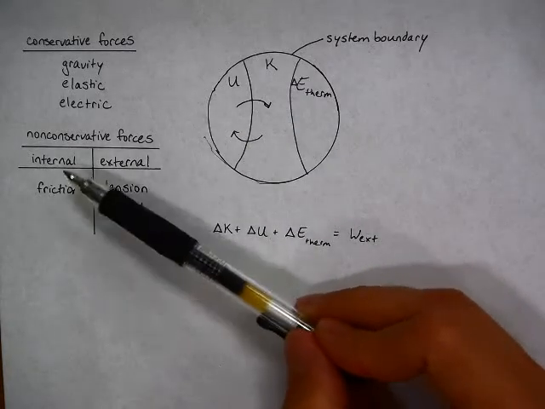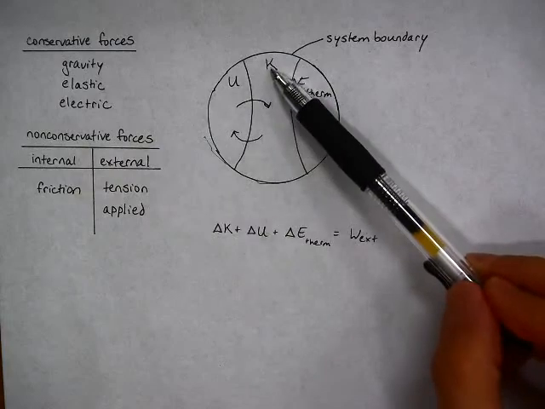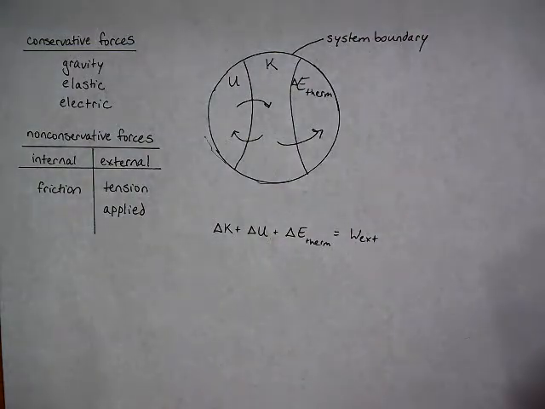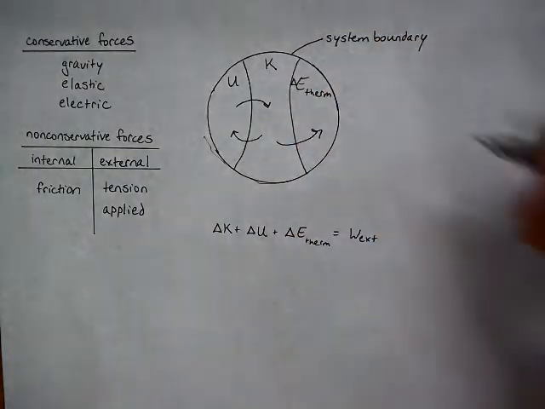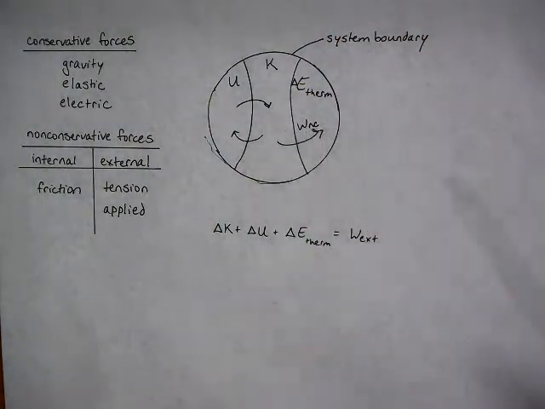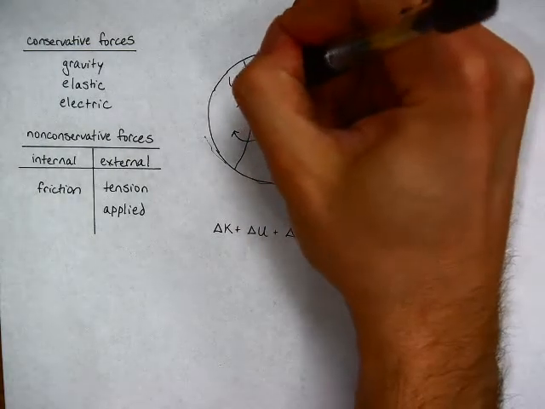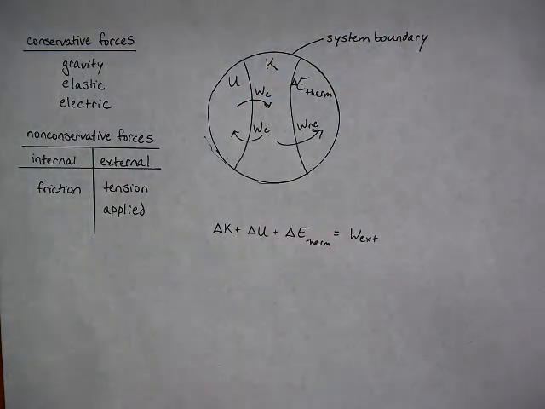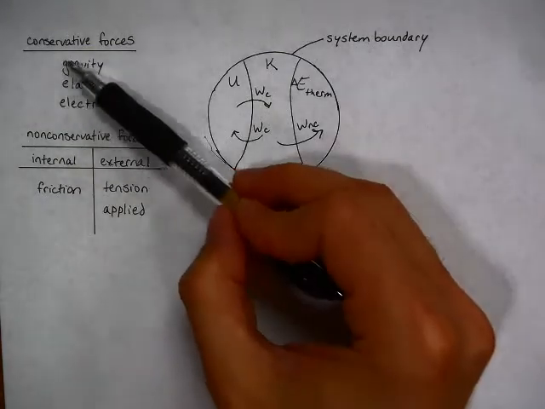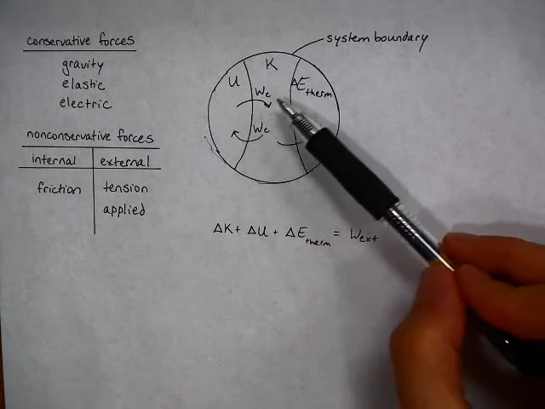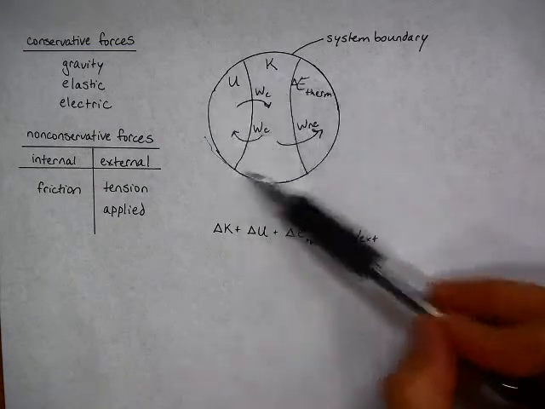Friction is a non-conservative force that can take kinetic energy and convert it into thermal energy. I'm going to label this arrow as W sub NC to show that there was work by a non-conservative force. And likewise, I'll label these two arrows as W sub C to show that each of these represents work done by a conservative force. So far, these four forces which we've talked about all pertain to transfers of energy within the system.